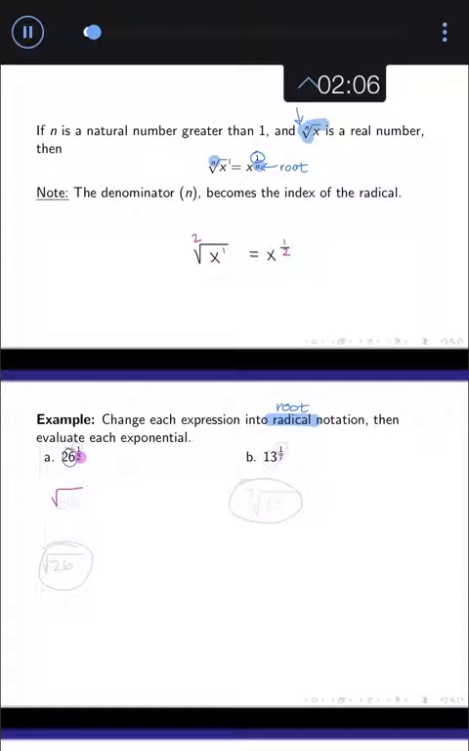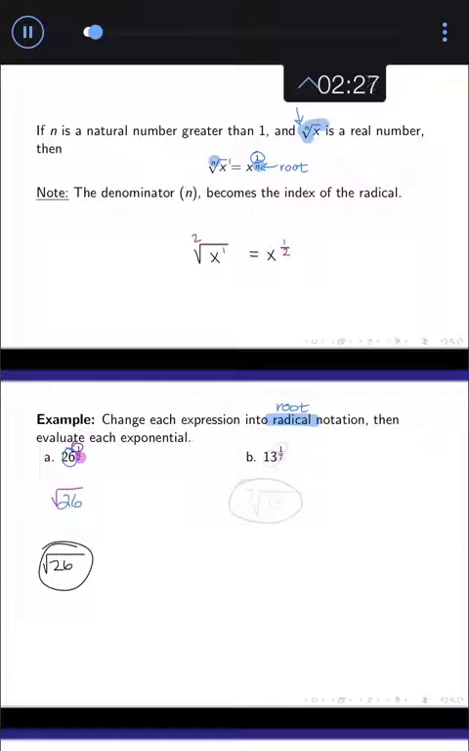Well, we've got a 26. Technically, we can write it to the first power, but remember, if something has an exponent of 1, you don't actually have to write it. So our final answer is just as it appears. It is the square root of 26.